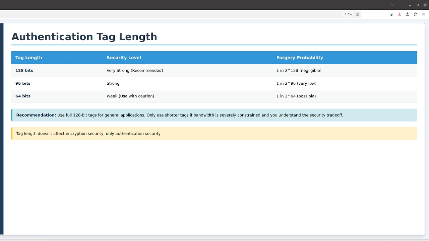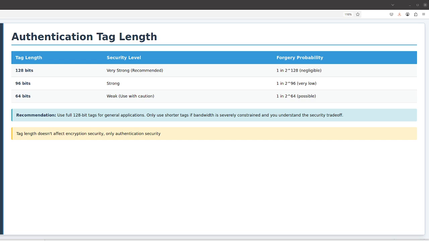A 64-bit tag provides much weaker security. The forgery probability is 1 in 2^64, which sounds large but is actually within the realm of possibility for a determined attacker with significant resources. A 64-bit tag should only be used when the application can tolerate the risk, such as in scenarios where a failed forgery attempt is quickly detected and the connection is terminated.